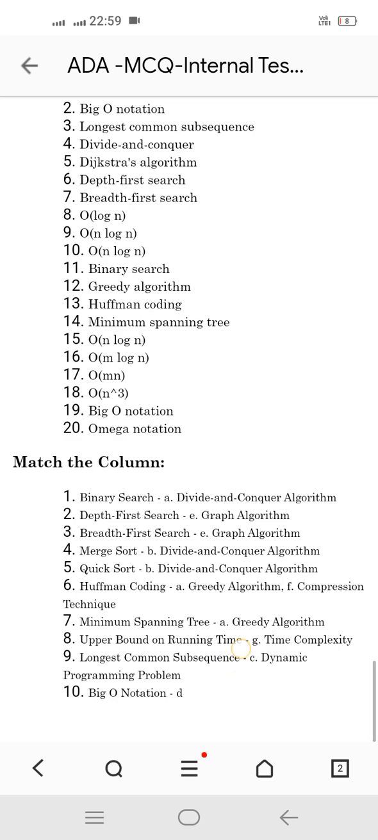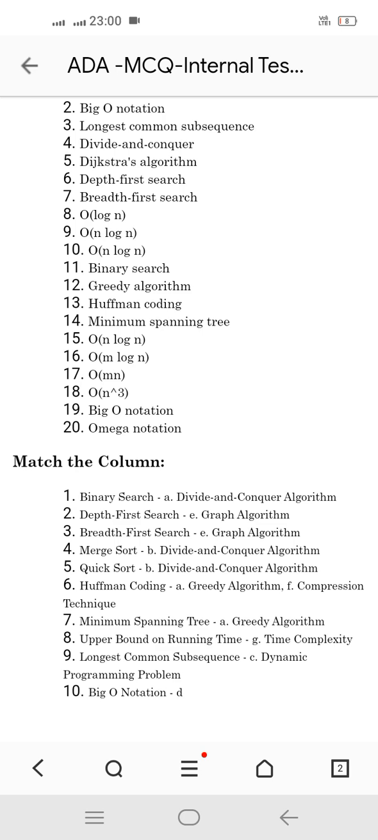And here is the solution of match the column. The first is binary search, which is a divide and conquer algorithm. Second is depth first search, it is a graph algorithm. Third is width first search, which is a graph algorithm. Merge sort, which is a divide and conquer algorithm. Quick sort, which is a divide and conquer algorithm.